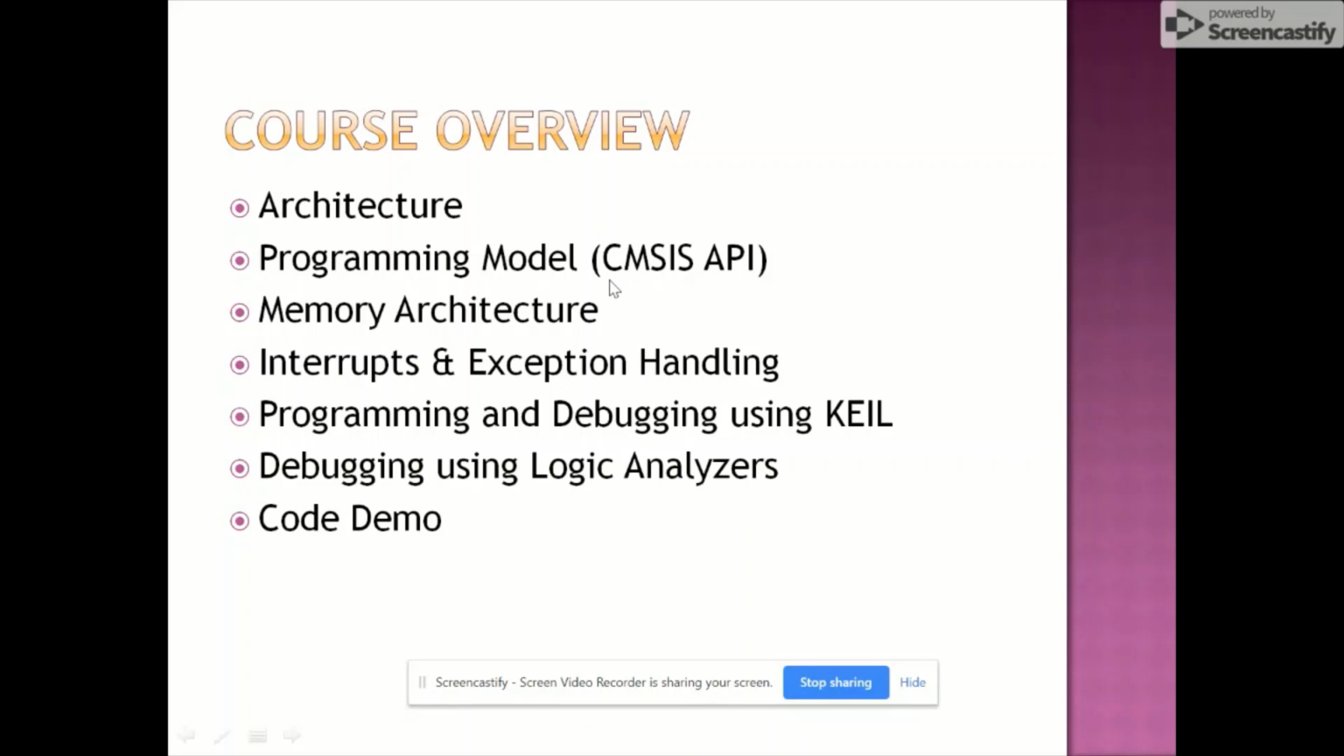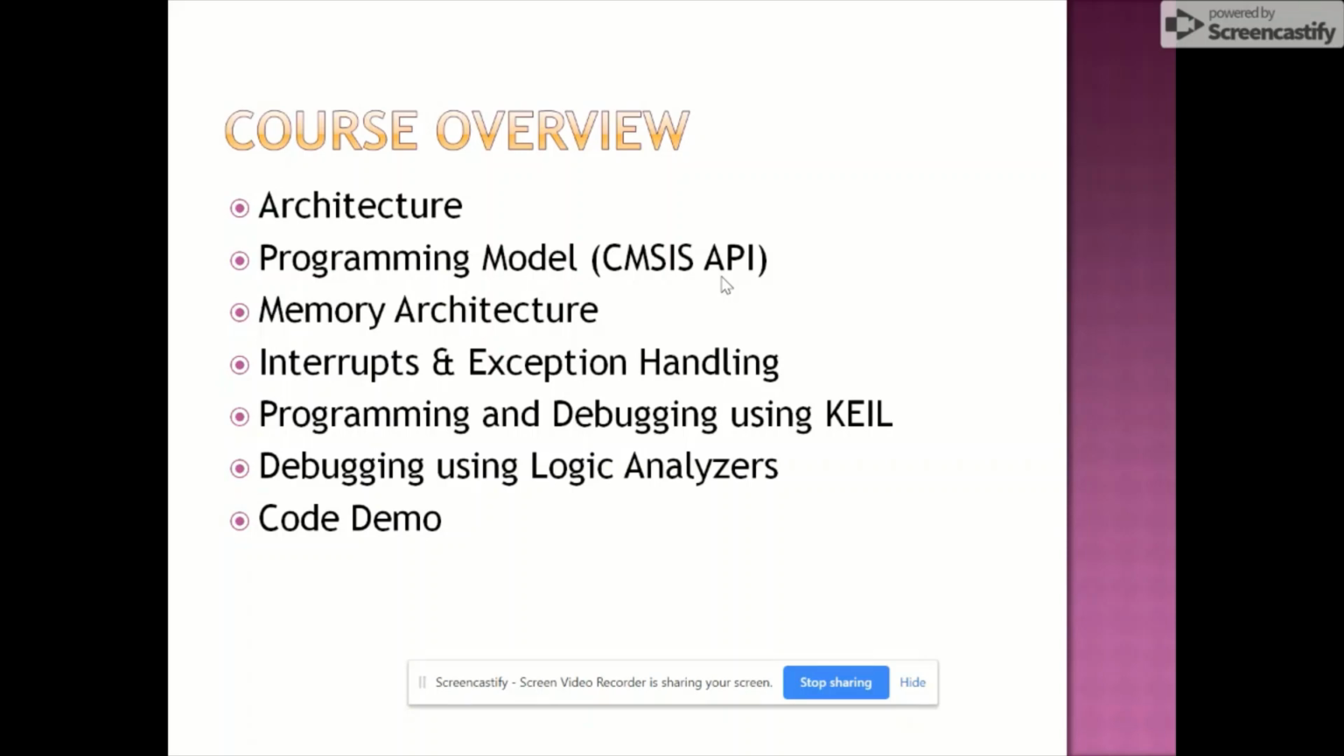Also, you will learn how to use the CMSIS Core API. CMSIS means Cortex Microcontroller Software Interface Standard API. It is used to access core processor registers.